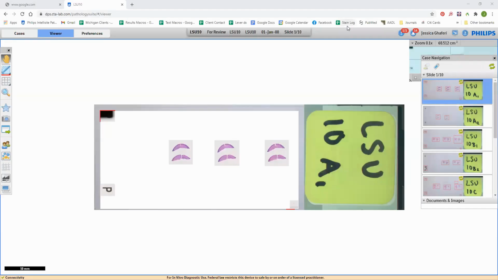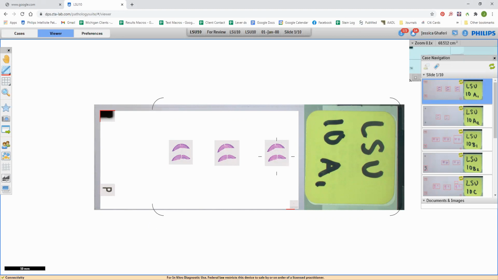Without further ado, we'll go ahead and get into the cases for this week. Today, we're going to be reviewing unknowns from the last 3 chapters that we've covered. So we're going to be going over degenerative diseases, nutritional disorders, and some metabolic conditions. We're going to start off with a few unknowns from each of those chapters. So we'll be beginning with a few cases from chapter 10.